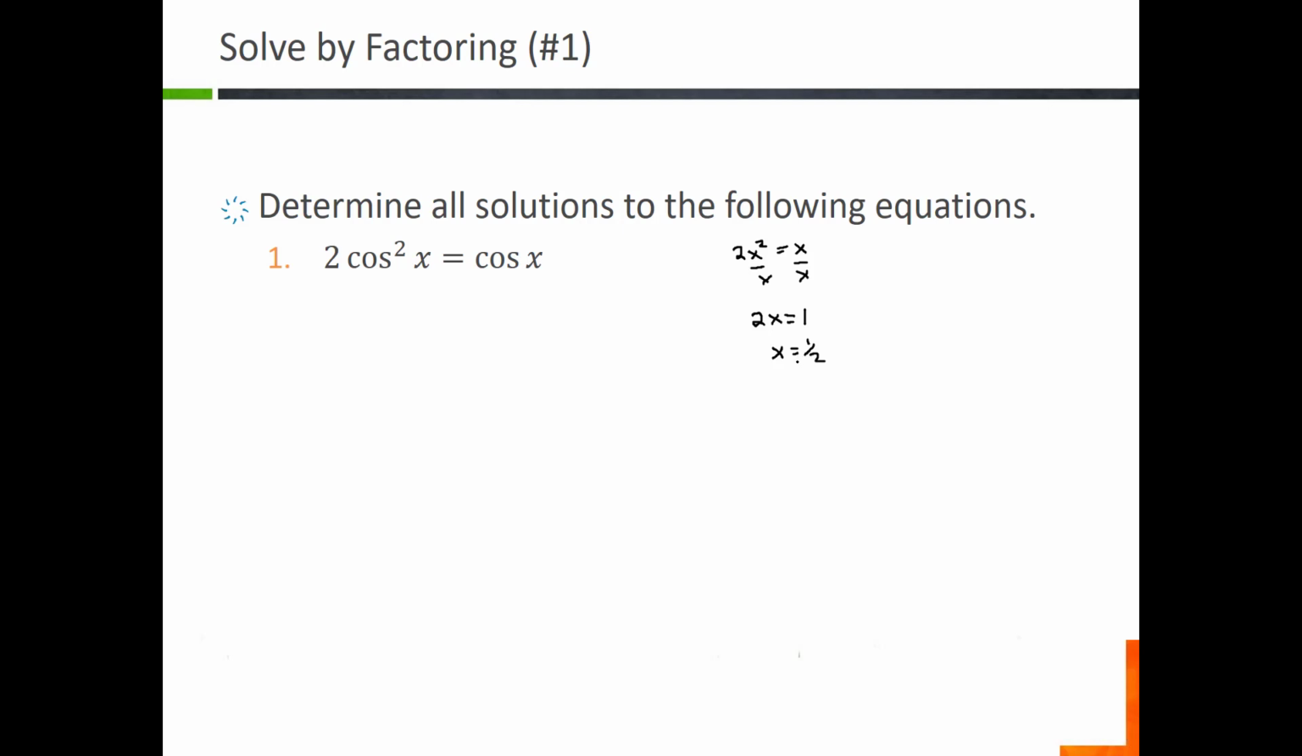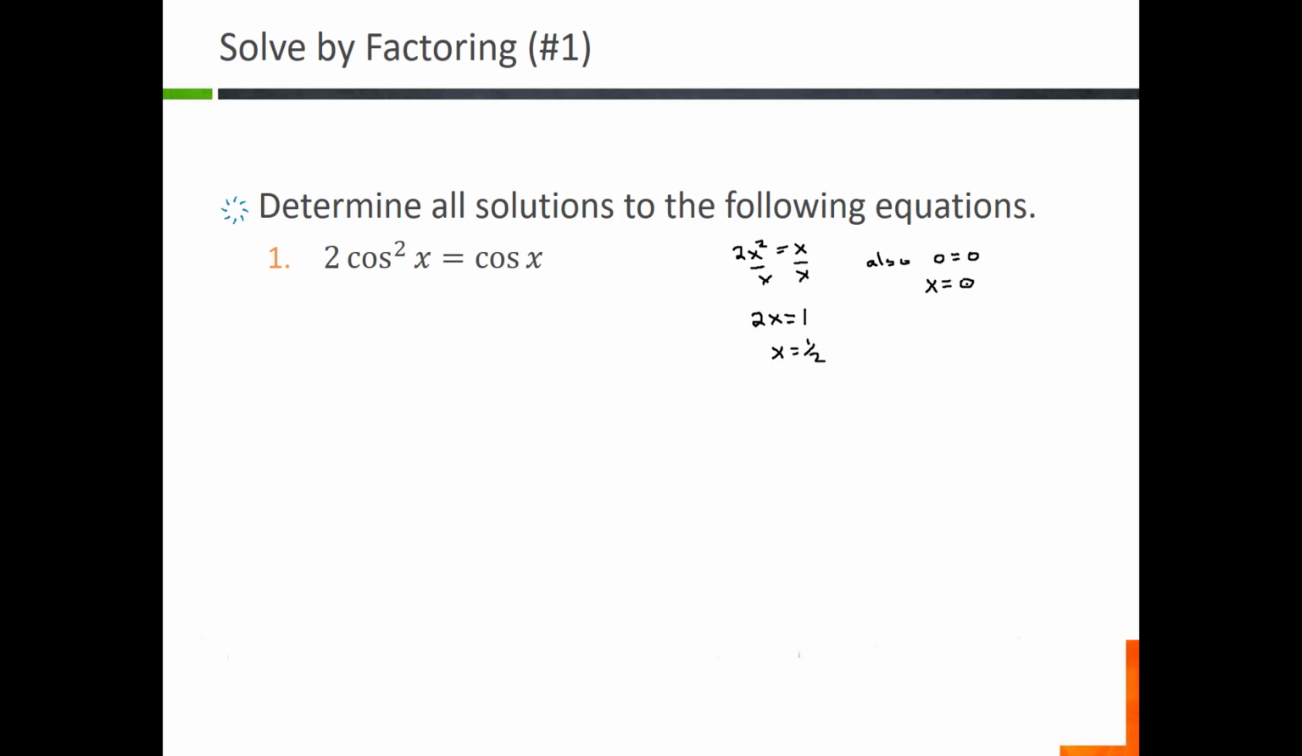Okay, so if you were to plug that half into the original equation, it would actually work. 2 times a half squared, which a half squared is a fourth, 2 times a fourth is a half, so it will actually work. But there's one more number that will also work in this equation. If I plug 0 in for x, I'll get 2 times 0, which is 0, is equal to 0. So we also need to have a second solution, and that's 0 equal to 0.